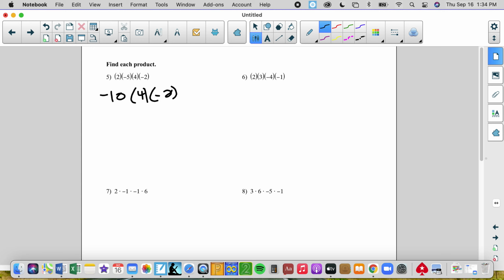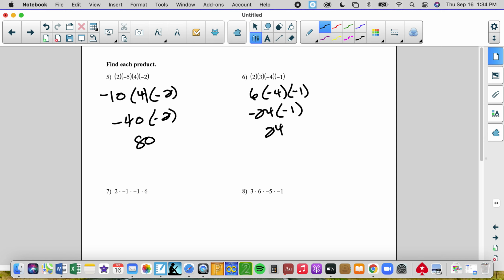Now I have negative 10 times 4, which is negative 40. And negative 40 times negative 2 is positive 80. Same thing with number 6. We have 2 times 3 times negative 4 times negative 1. 2 times 3 is 6. Positive 6 times negative 4 is negative 24. Negative 24 times negative 1 is positive 24.